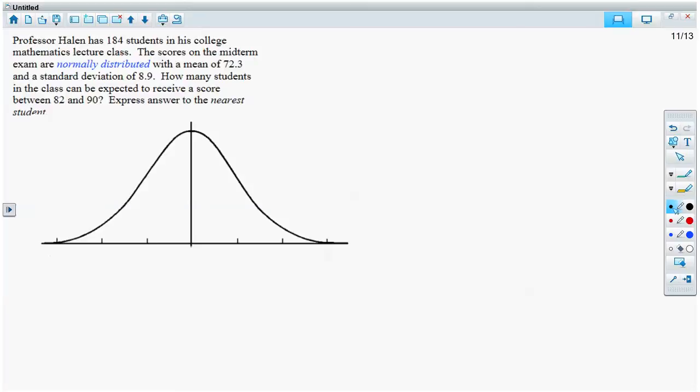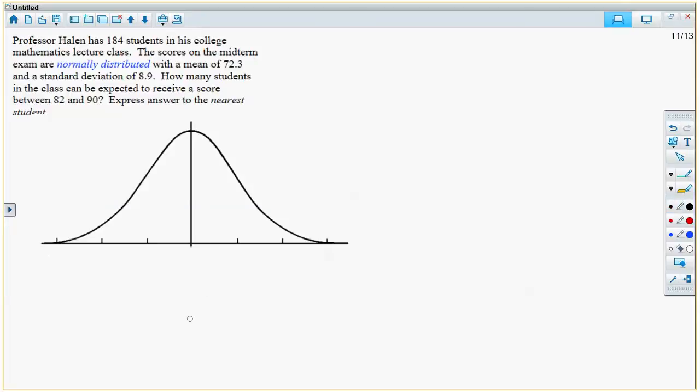All right, what goes in the middle? 72.3. And this is just like we've been doing since the first week of class, or the second week of class. And then what do we do on the right? Add 8.9. So somebody give me those three numbers.